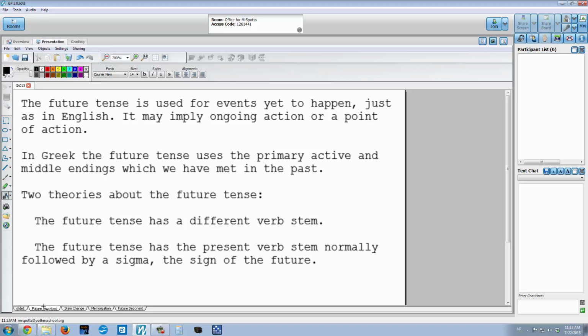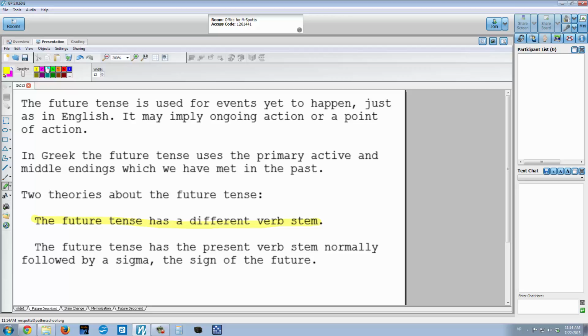Now, how are we going to tell the difference between the future tense and the present tense? There are 2 basic theories about that. Theory number 1, the future tense has a different verb stem. All right, granted, it probably does. You can document that theory a little bit. And if you memorize the present stem and the future stem, you will definitely not go wrong. You can say the future tense has a different verb stem, and both the present and the future tense use primary endings, and you're fine.